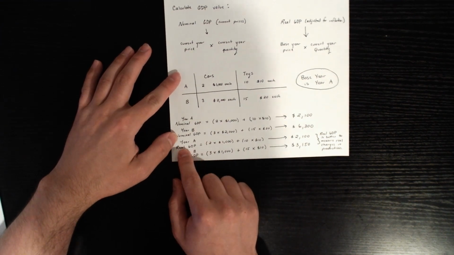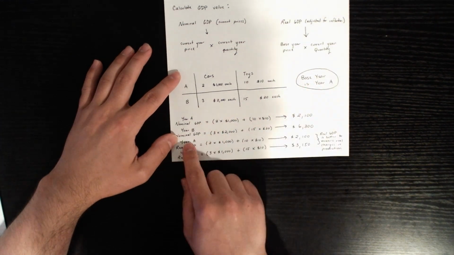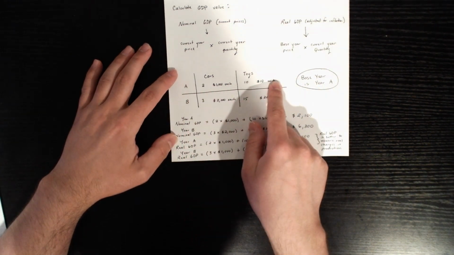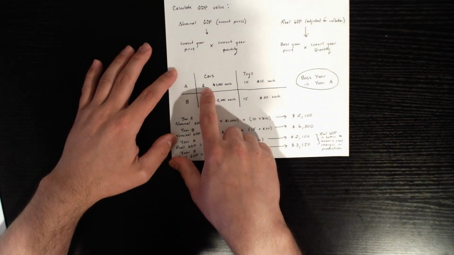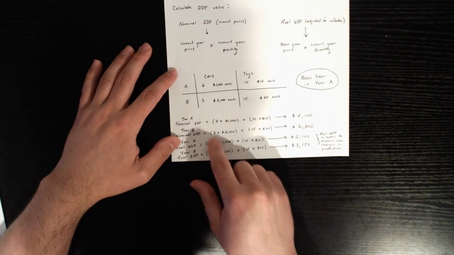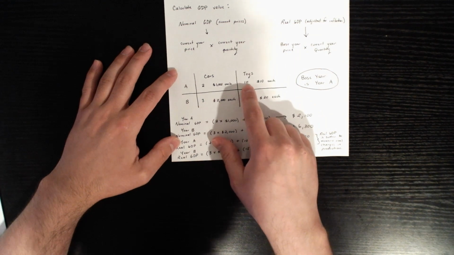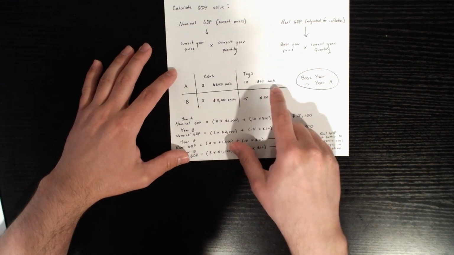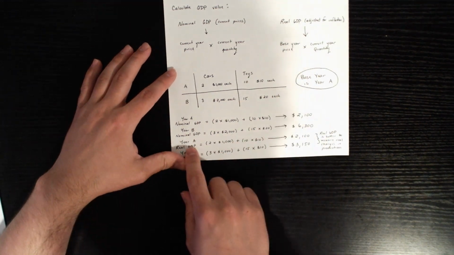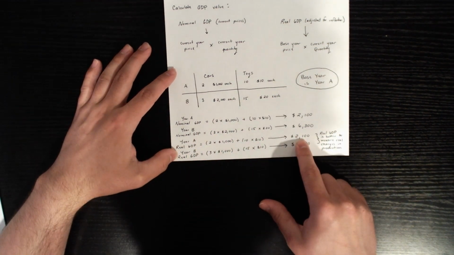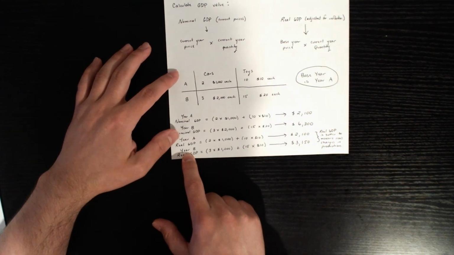So let's do year A's real GDP. Well, since year A is the base year, nothing will really change for year A because we're using the same price times quantity. So the current year quantity, which is 2, times the base year price, which is 1,000, plus the toys, the current year quantity times the base year price, which is 10. That gives us a real GDP for year A of $2,100.